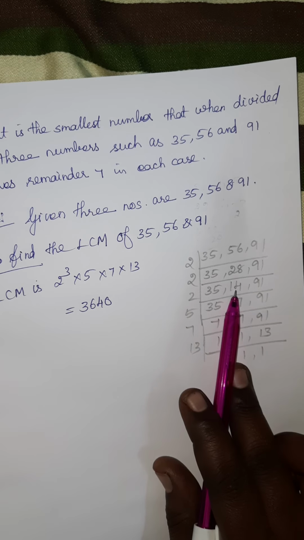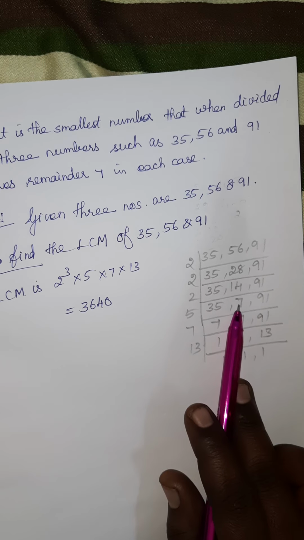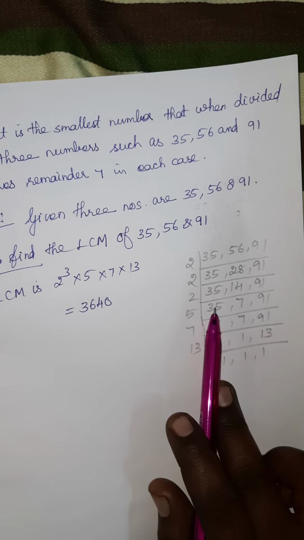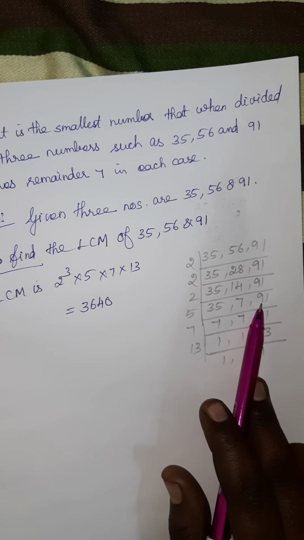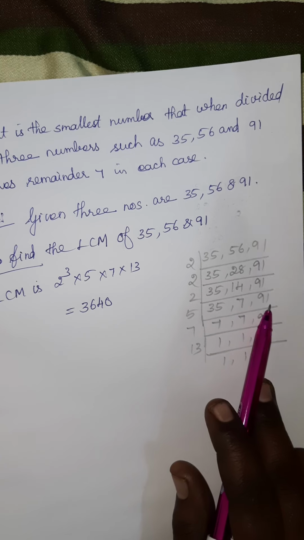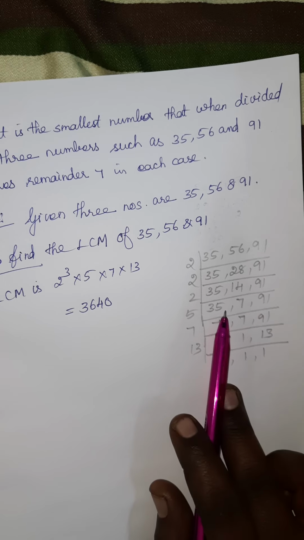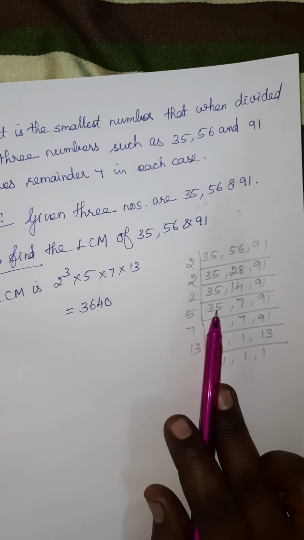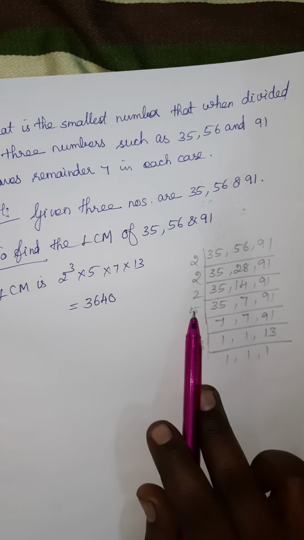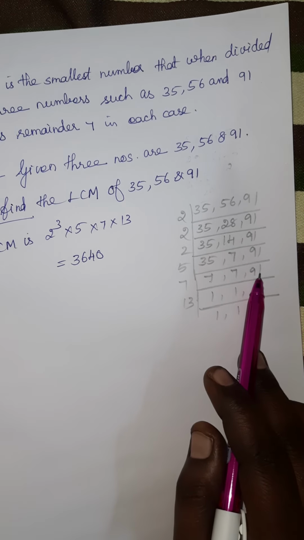Again 14 is divisible by 2, so I put 2. So 7 twos are 14. Okay, 14 divided by 2 is 7. The remaining two numbers cannot be divided by 2, so I write the same. Next, in these three numbers, no one number is divisible by 2, and no one number is divisible by 3 also. So I check by 5. It is divisible. So this 35 I divided using 5. So I get 7. Then the remaining two numbers I write the same.